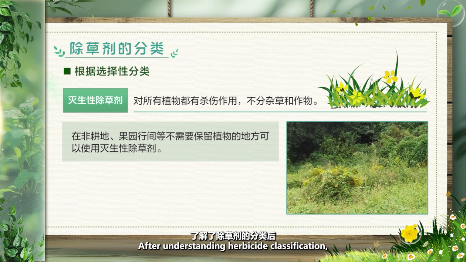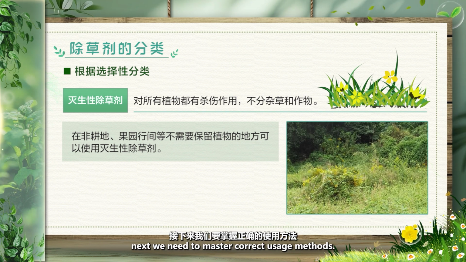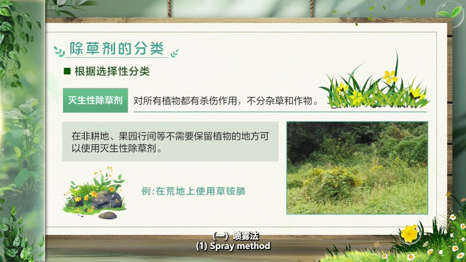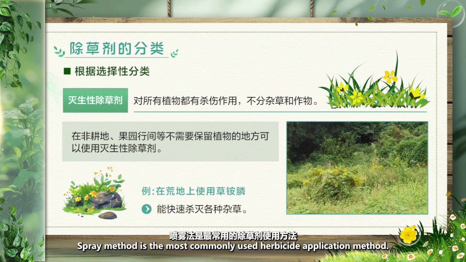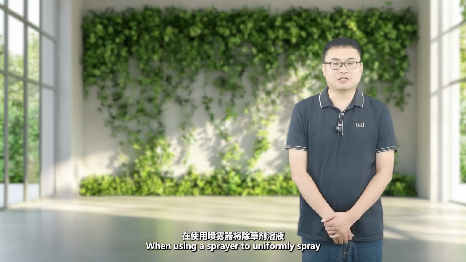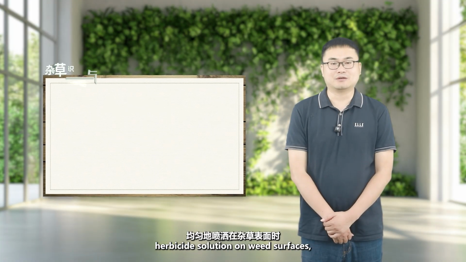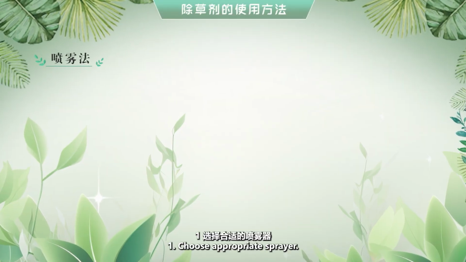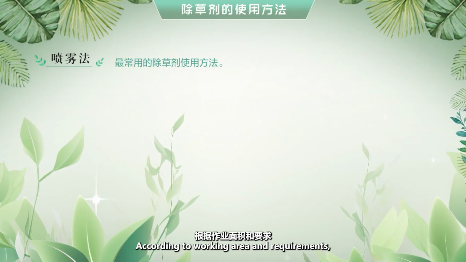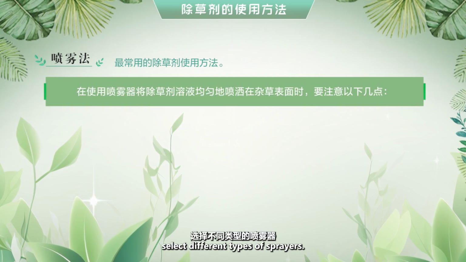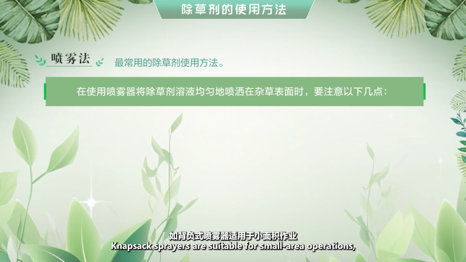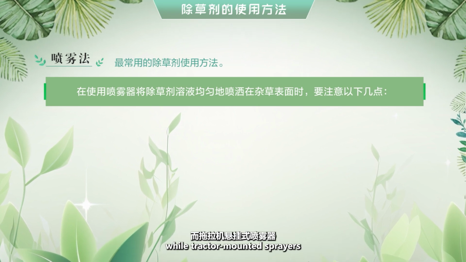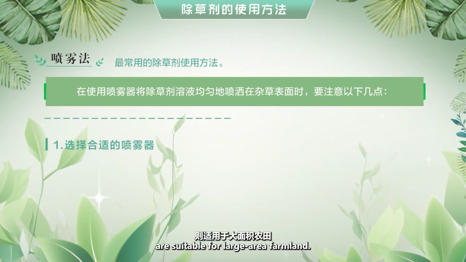After understanding herbicide classification, next we need to master correct usage methods. 1. Spray method. Spray method is the most commonly used herbicide application method. When using a sprayer to uniformly spray herbicide solution on weed surfaces, pay attention to the following points. 1. Choose appropriate sprayer. According to working area and requirements, select different types of sprayers. Knapsack sprayers are suitable for small area operations, while tractor-mounted sprayers are suitable for large area farmland.